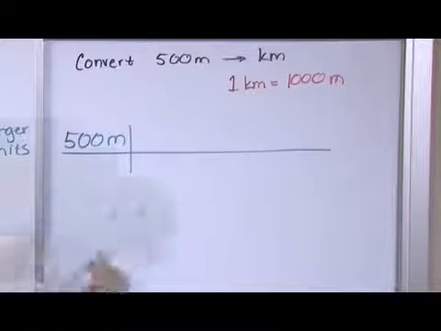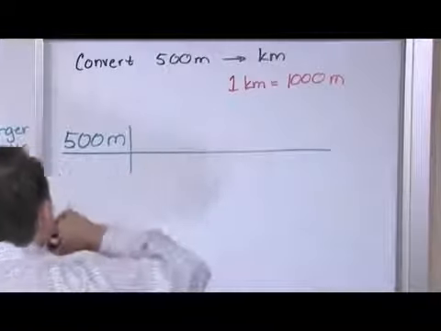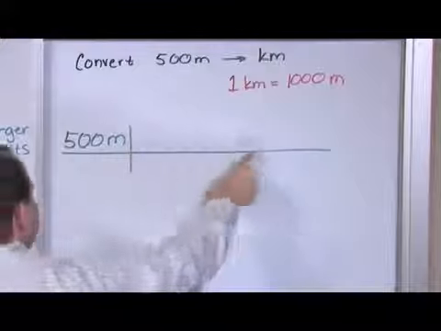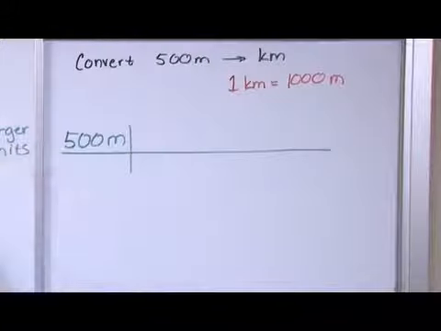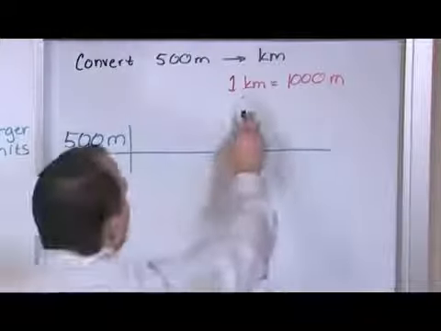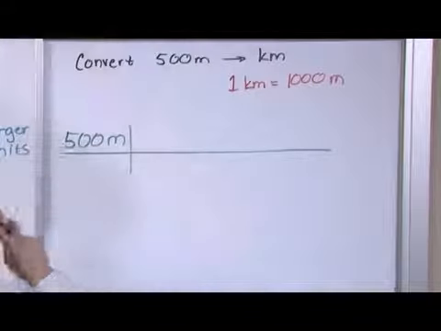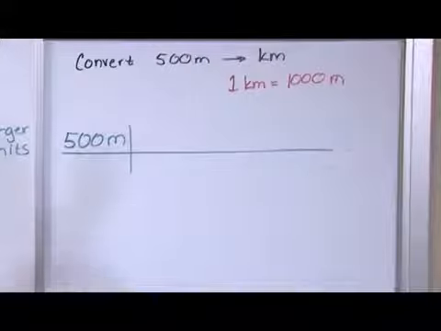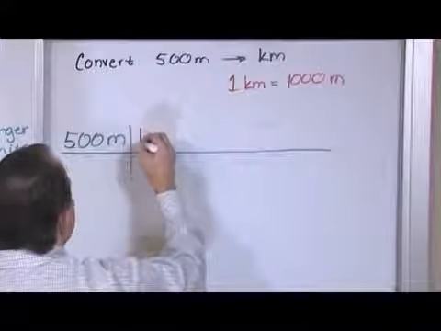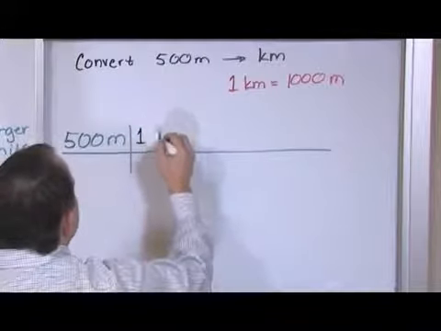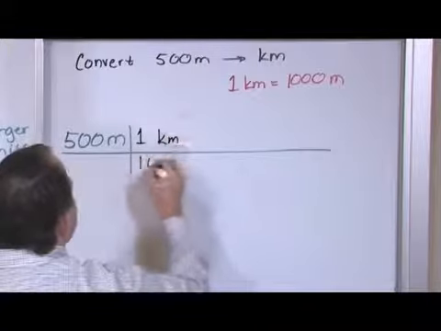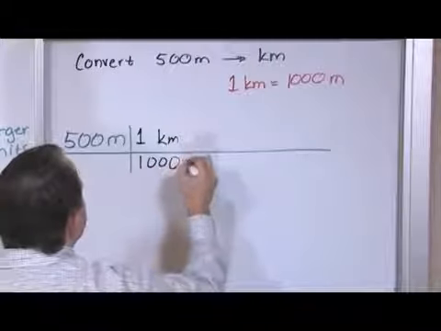The next thing you want to do is write your conversion factor right here. This is sort of like a fraction bar, a giant fraction bar. We'll talk about that here in a minute. Now, what we know is that 1 kilometer is equal to 1,000 meters. So we want to write it like this: 1 kilometer is equal to 1,000 meters.